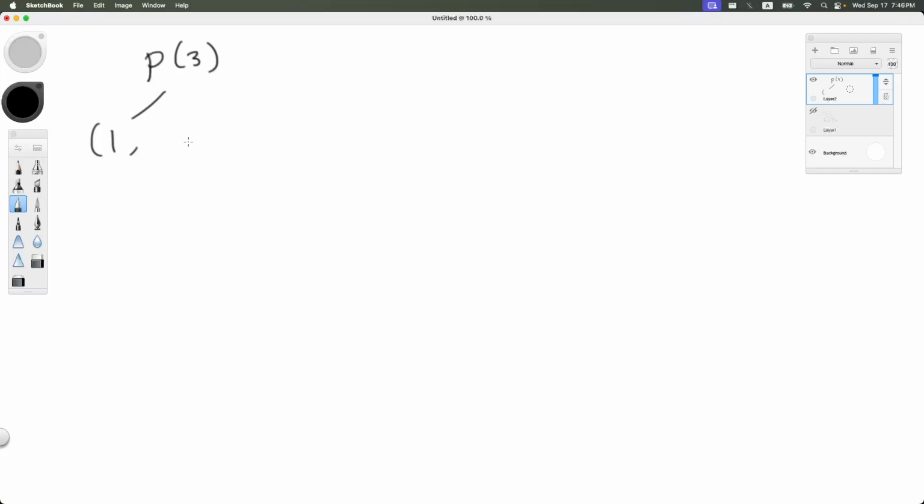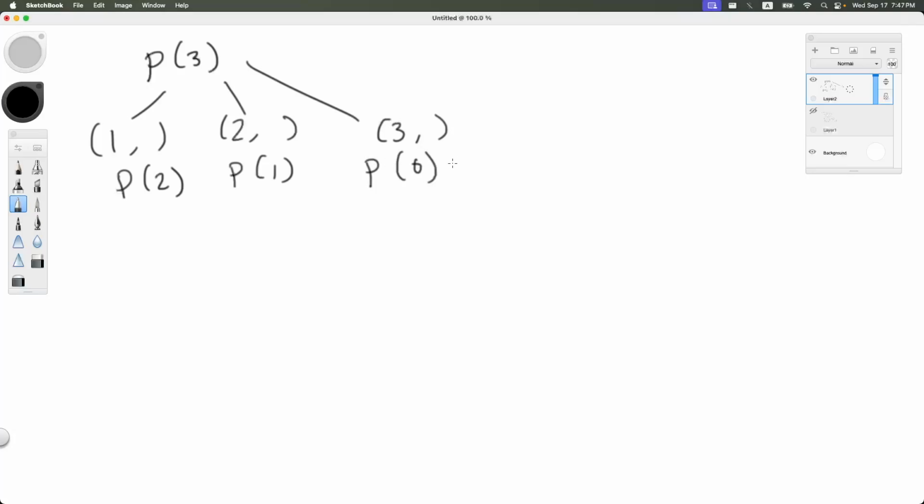So if we choose 1 to be the size of the first partition, then this would mean we are partitioning 2 for the rest of the partition. If we chose 2 to be the first partition size, then we are partitioning 1. We are left with partitioning value 1. And if we chose 3 to be the size of the first partition, we are partitioning 0. This could be our base case. There's only one way to partition 0, and that's 1.